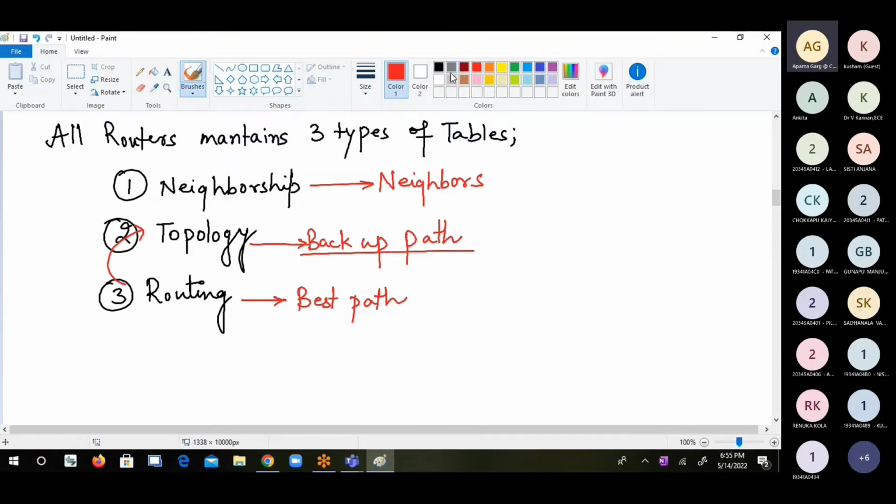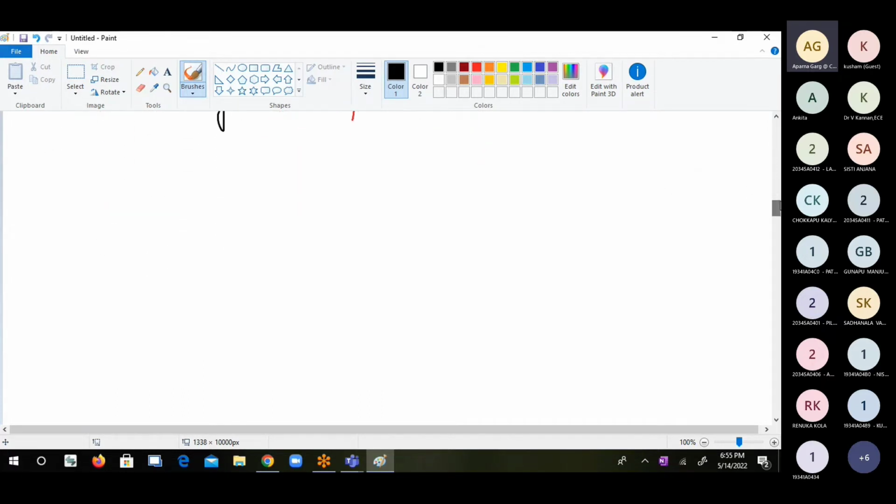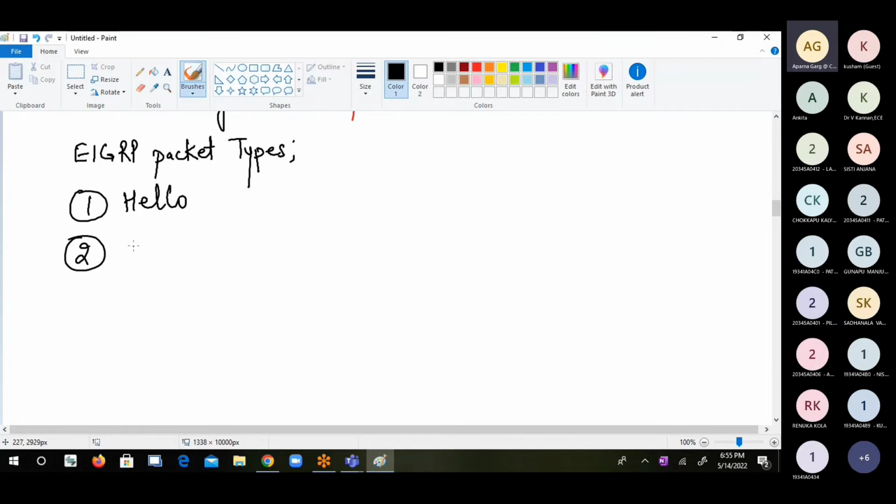Instead of making noise in the network, saying I have lost my best path to the destination, can anyone get me the best path? In case it doesn't have any backup path in the topology table, then the router makes a noise in the network. What do you mean by that noise? That noise comes under the packet types of EIGRP. That means there are different packet types. First is hello. Hello, I am EIGRP and all. Second is query. So that noise is query.